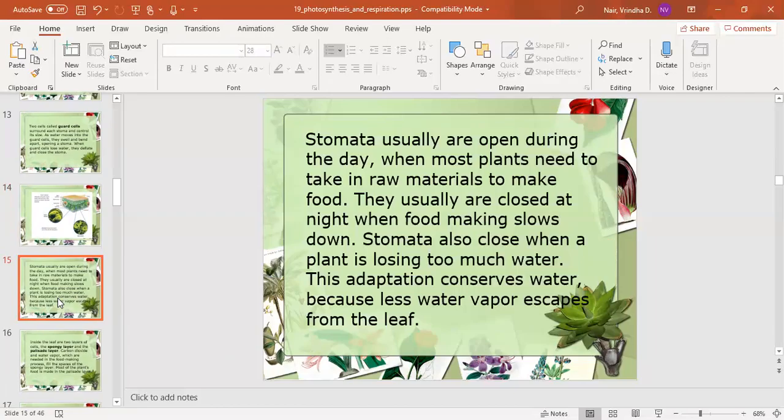Stomata usually are open during the day when most plants need to take in raw materials to make food. So the leaves are mostly active and do all the production of food, right? By taking in carbon dioxide, and taking water and nutrients from the soil. It takes everything needed and starts functioning actively during the day. It makes sense because sunlight is the main source of energy, it has to have that, right? And during the night, the activities actually slow down.